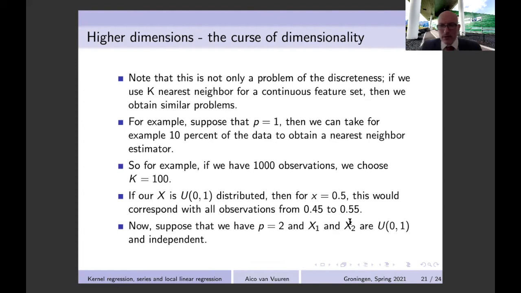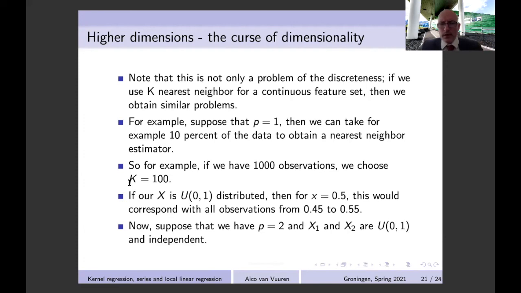Well, then the question arises, what should we do in terms of this interval that we have over here? What interval do we obtain at the moment that, again, we would like to cover 10% of our data? So in the case that we have 1,000 observations, we would like to use k equal to 100.